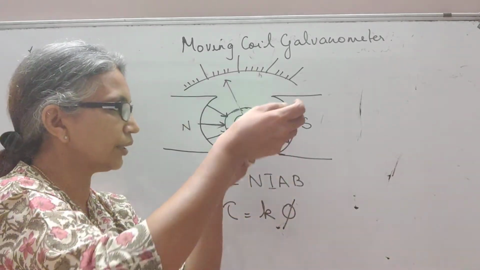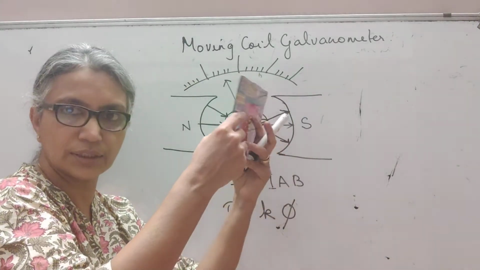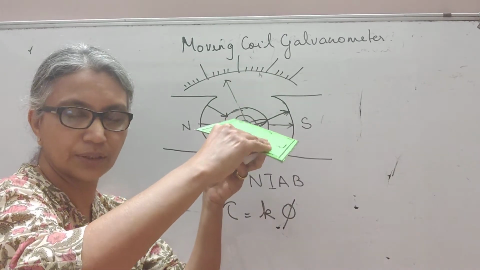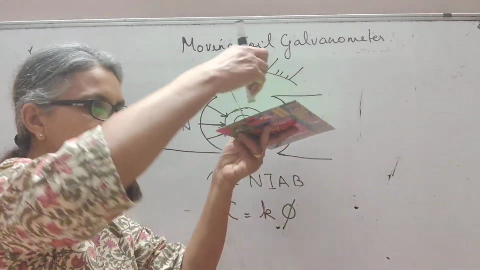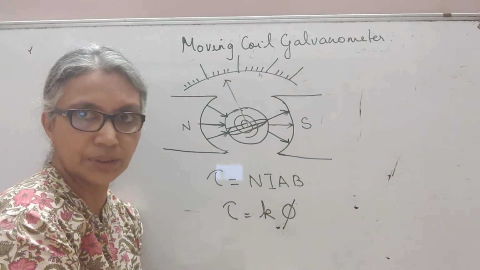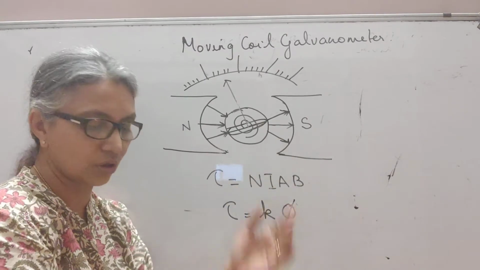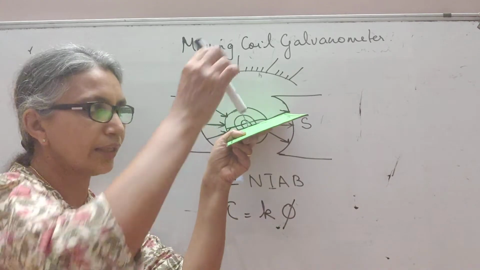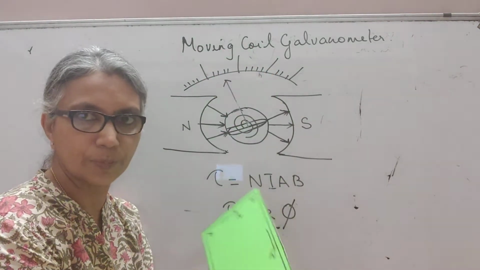So your coil now is acted upon by two torques. One, the rotating torque, which is rotating it in the magnetic field. The other one is the restoring torque, which is trying to bring it back to its original position. Now when your needle, which is attached to the coil like this, comes into equilibrium, it means that this rotating torque and the restoring torque are equal. That is when your coil will come and rest in equilibrium like this. If your coil is in equilibrium, that is your needle is at rest, it means that the two torques acting on your coil are equal and opposite.